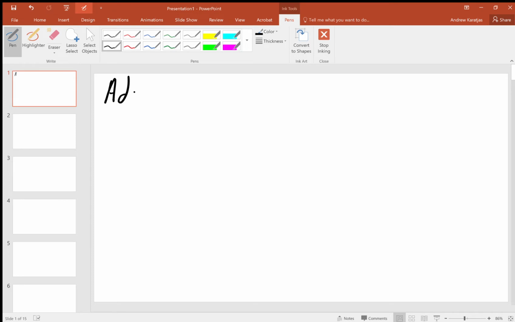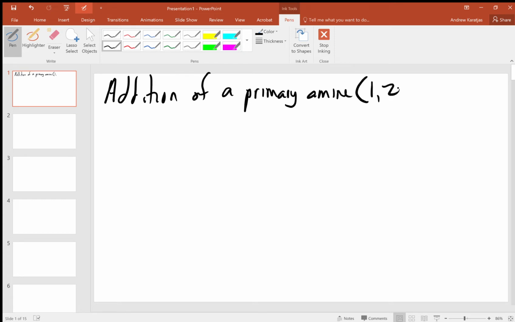Here we look at the addition of a primary amine to an aldehyde or ketone, and specifically the 1,2 addition. Now, in adding amines to aldehydes and ketones, it makes a significant difference whether that amine is primary or secondary, and it'll give you two different functional groups for the product.